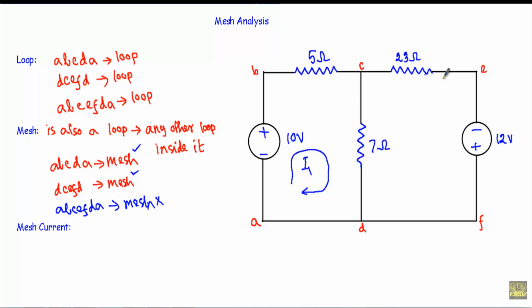Let's say, as this is our mesh number 2, I have considered mesh current 2 as I2 in case of mesh 2. This is an assumed current, and this current will flow throughout the mesh and it will remain same inside mesh 2.